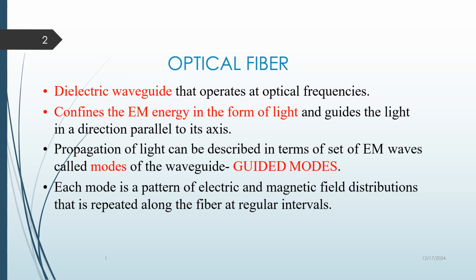See here, what do you mean by optical fiber? It is a dielectric waveguide that operates at optical frequencies, which confines electromagnetic energy in the form of lights and guides the light in a direction parallel to its axis. So the propagation of lights from one place to another can be described as a set of electromagnetic waves, which we can call modes of the waveguide. We can classify them into guided modes and unguided modes. Each mode is a pattern of electric or magnetic field distribution that is repeated along the fiber at regular intervals.